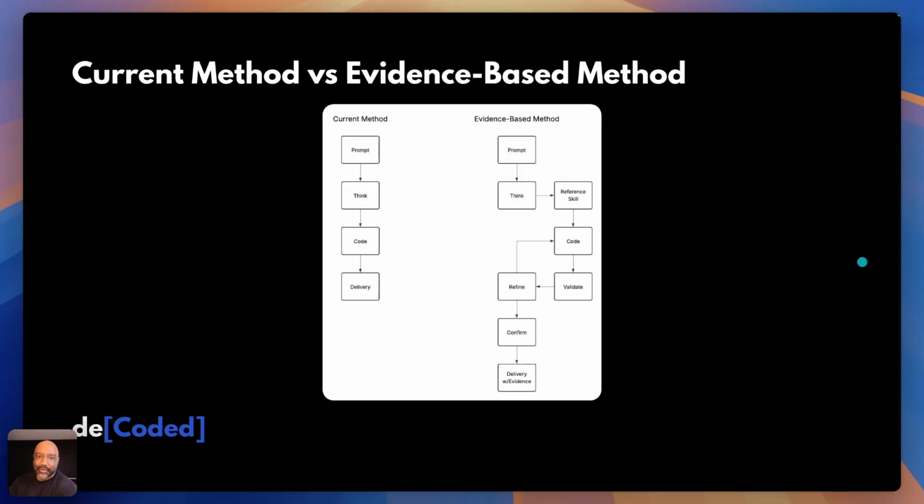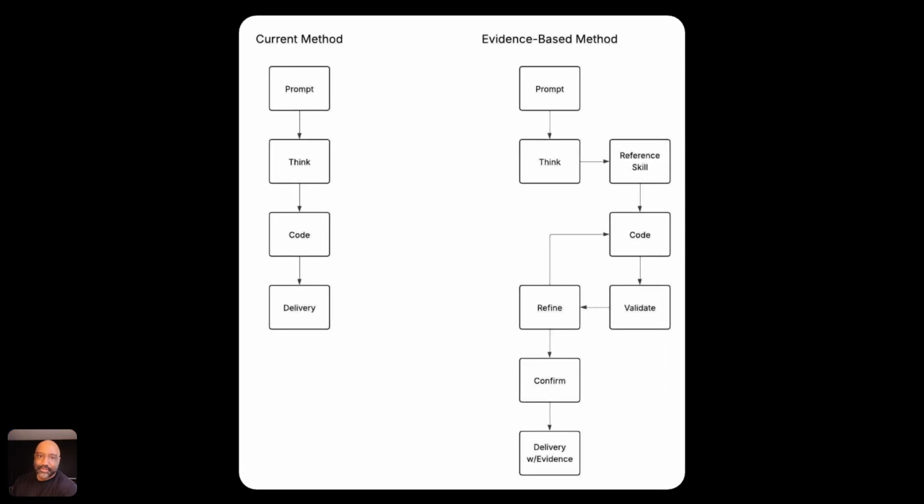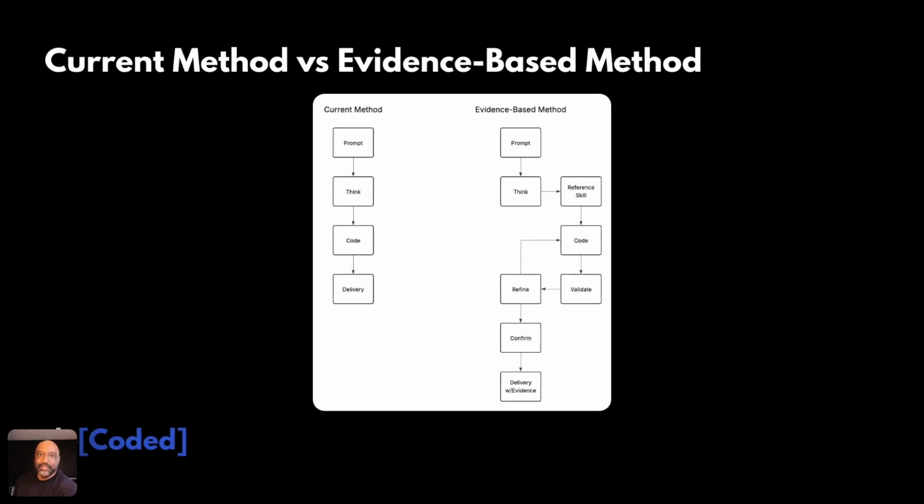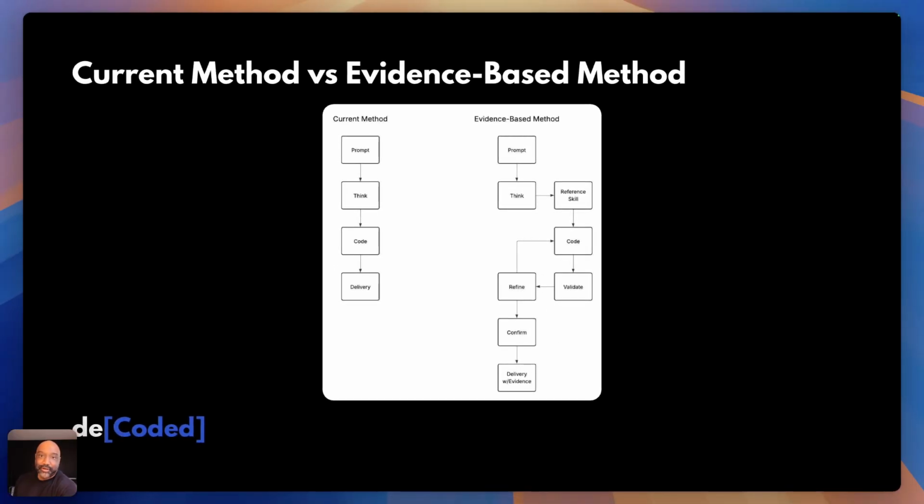So most AI workflows look like this: prompt, think, code, and deliver. And there's no structured validation loop. So the output is always assumed to be correct. In an evidence-based model, we introduce a reference skill. We validate, we refine, we confirm, and only then do we deliver with evidence. That's the difference between generating code and engineering systems. Today, we'll apply that model to Supabase.